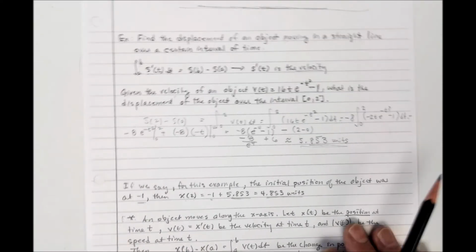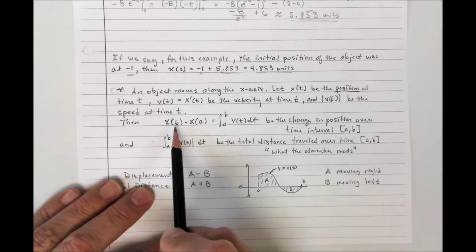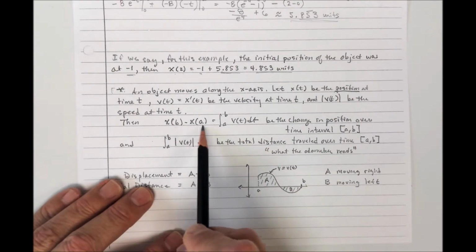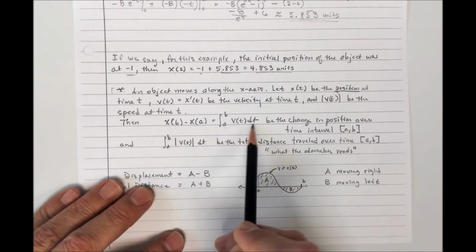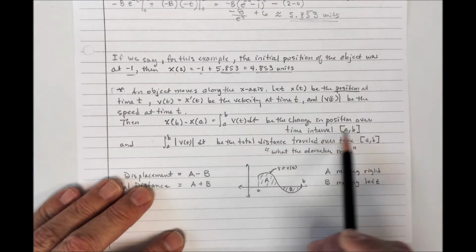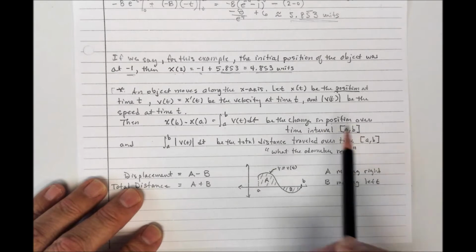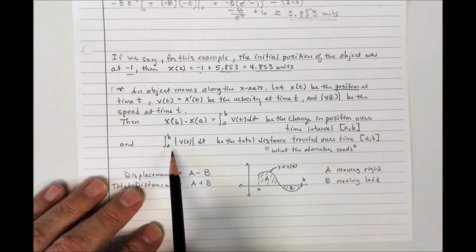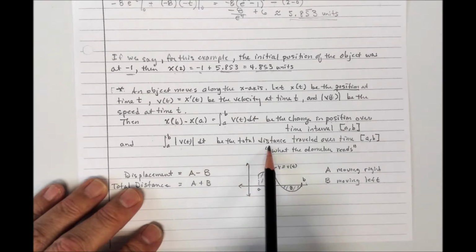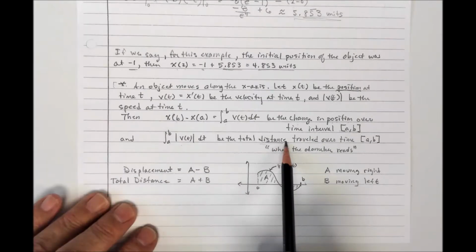So I'm going to move this up. x of b minus x of a is the integral from a to b of v of t dt. It's the change in the position over the time interval from a to b. That's the change in position, that's the displacement. The absolute value of this from a to b is going to be the total distance. So this is displacement, and this is going to be the distance right here, the total distance.